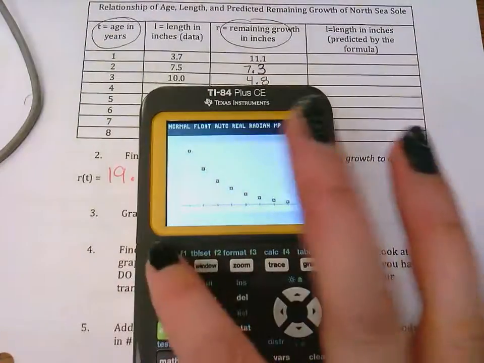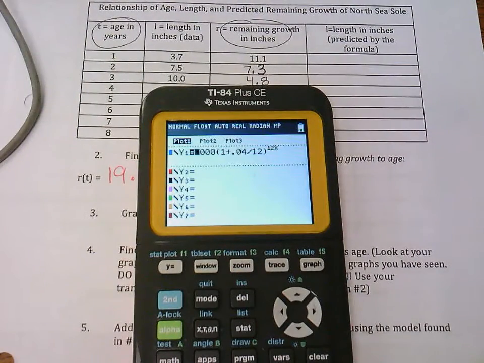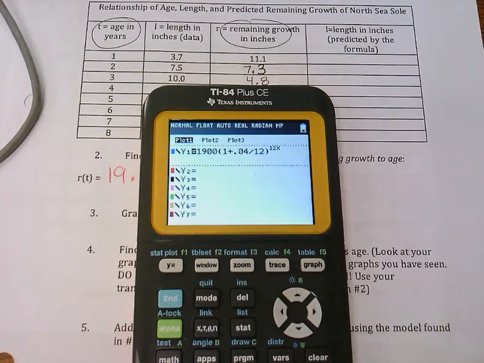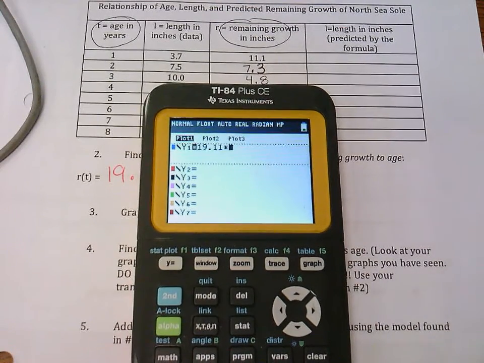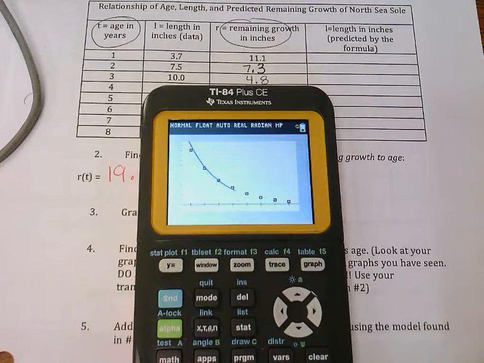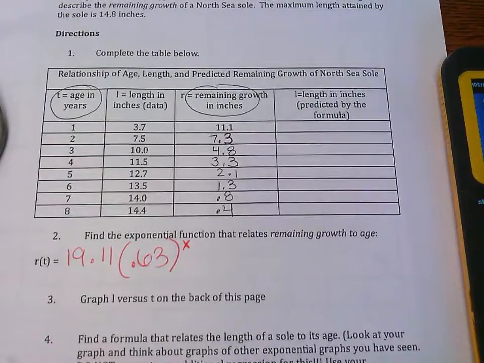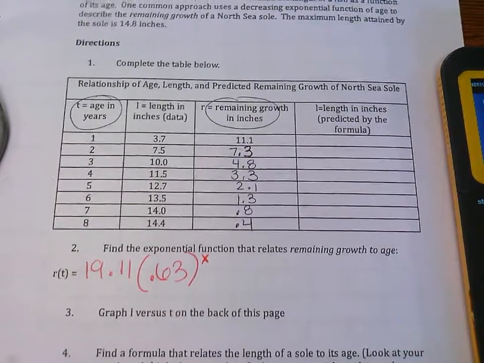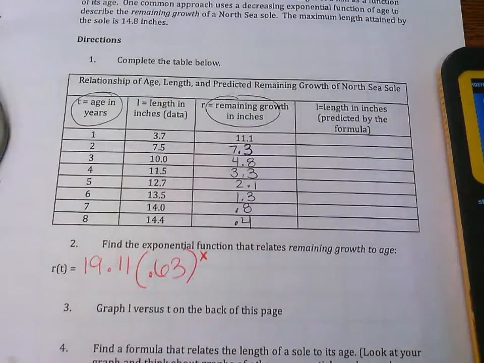If I put it in the y equals menu, what was it? 19.11 times point. You don't have to graph this, but see how close it got. So the graph is the graph of that data. So that appears exponential. So what they want you to do, what they'd really like, is they want to know how old the fish is when they pull it out of the water.